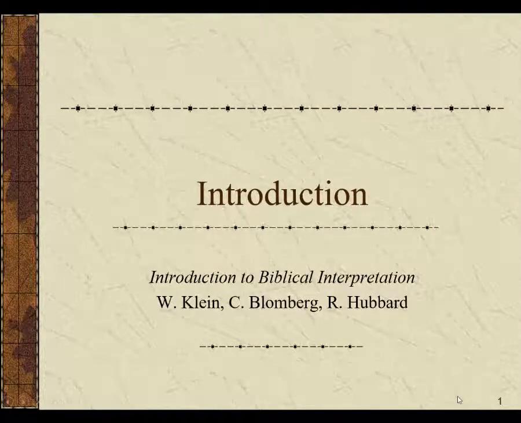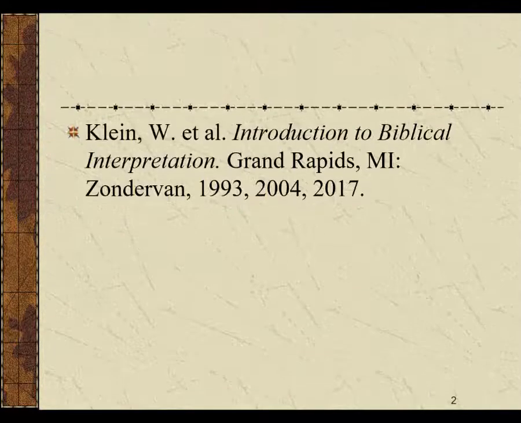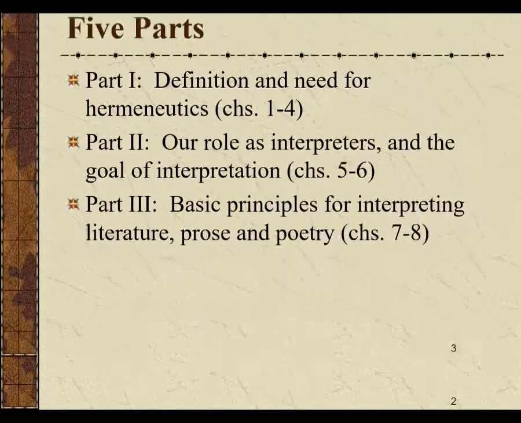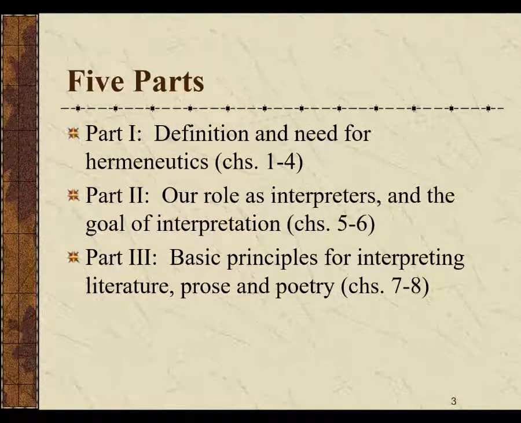This video will provide a brief overview to the textbook Introduction to Biblical Interpretation by Klein, Blomberg, and Hubbard. There are 5 major parts in this textbook. In part 1, the authors take up the whole idea of hermeneutics, explaining what it means and why we need it. This spans chapters 1 through 4.